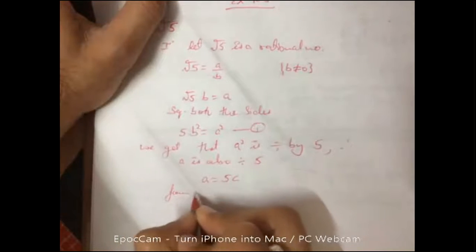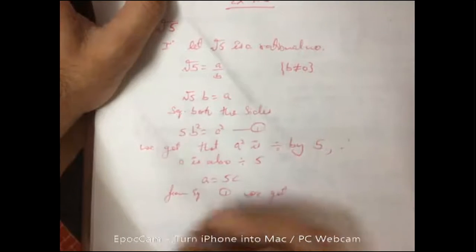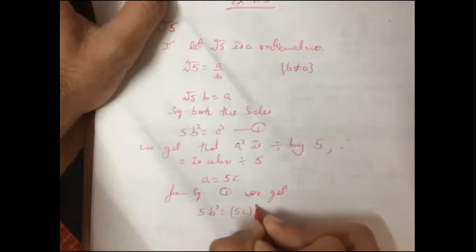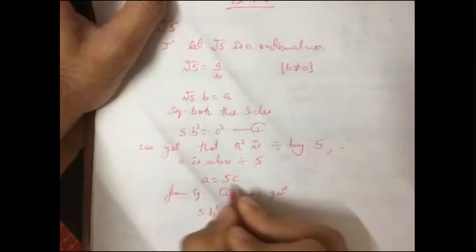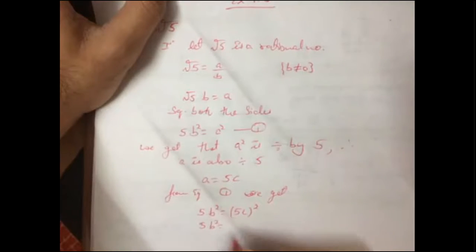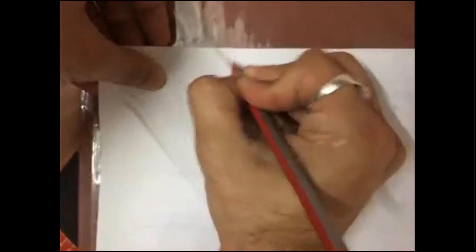From equation 1 we get 5b square equals 5c whole square, putting the value of a equals 5c in equation 1. Then 5b square equals 25c square. From here, we cancel and get b square equals 5c square. Again, what will it show?